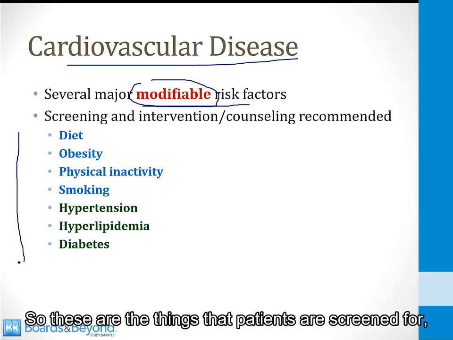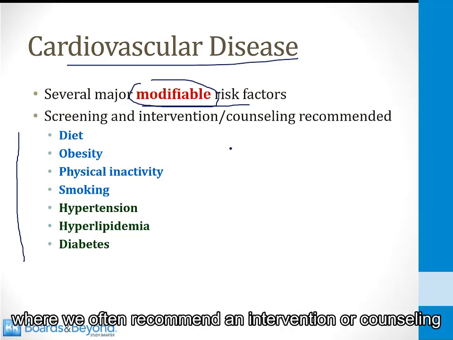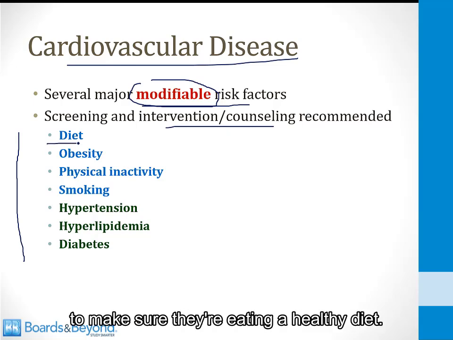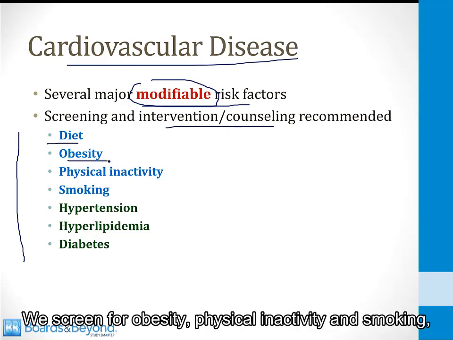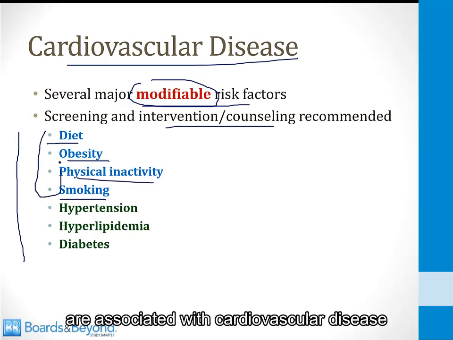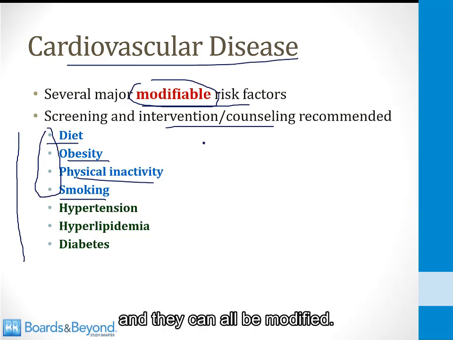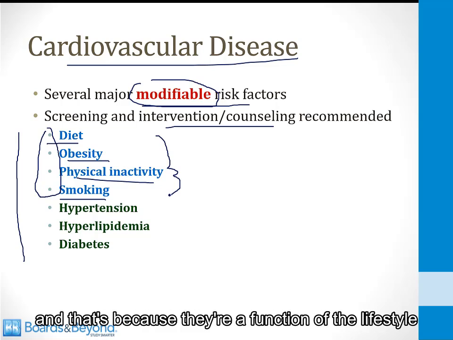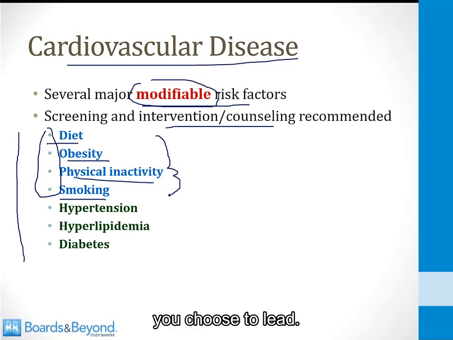So these are the things that patients are screened for, where we often recommend an intervention or counseling if we identify one of them. So first of all, diet. We screen for patients to make sure they're eating a healthy diet. We screen for obesity, physical inactivity, and smoking. And that's because all these things are associated with cardiovascular disease and they can all be modified. I've put them in blue here because these are sometimes called the lifestyle risk factors for heart disease. And that's because they're a function of the lifestyle you choose to lead.